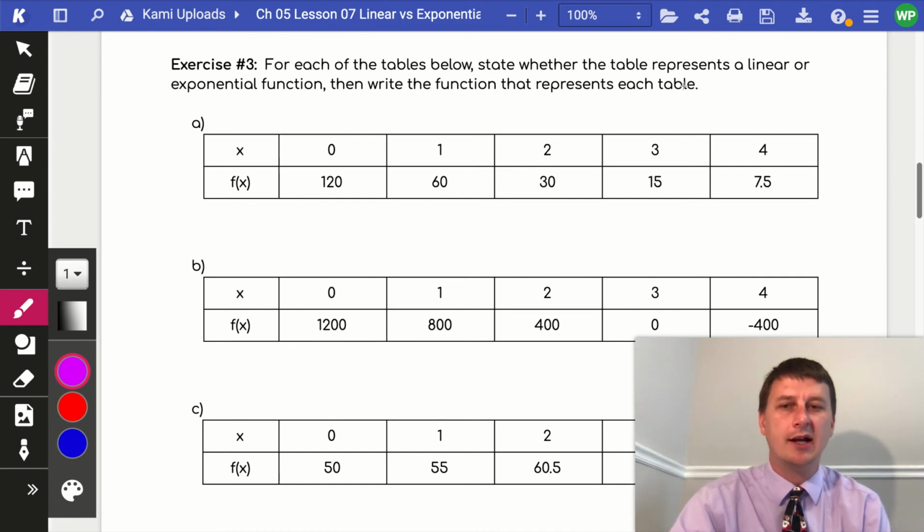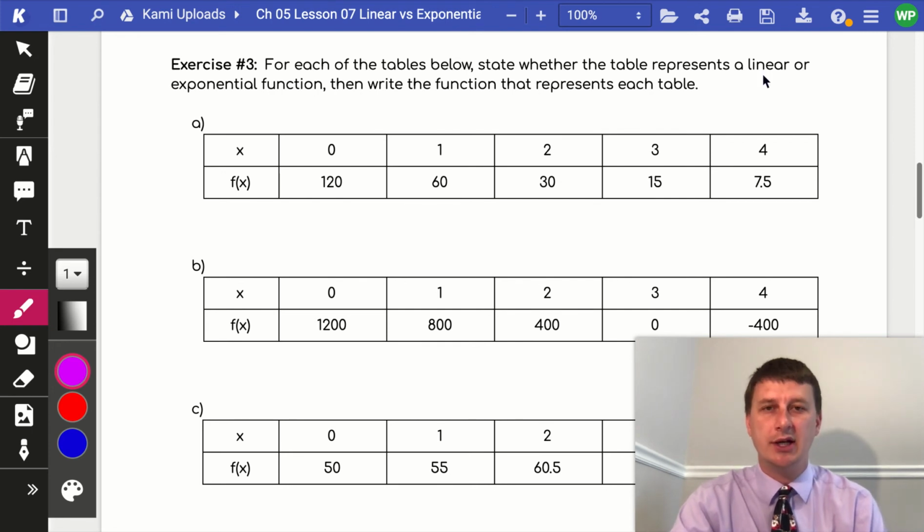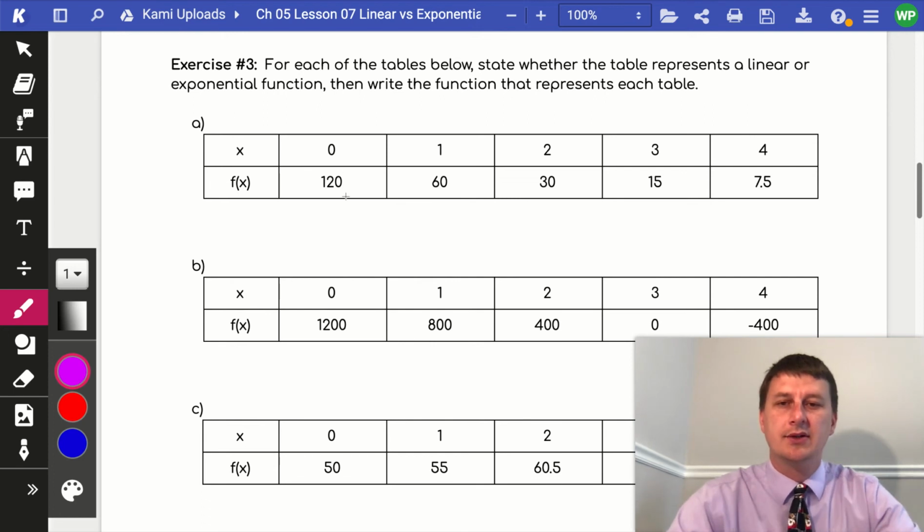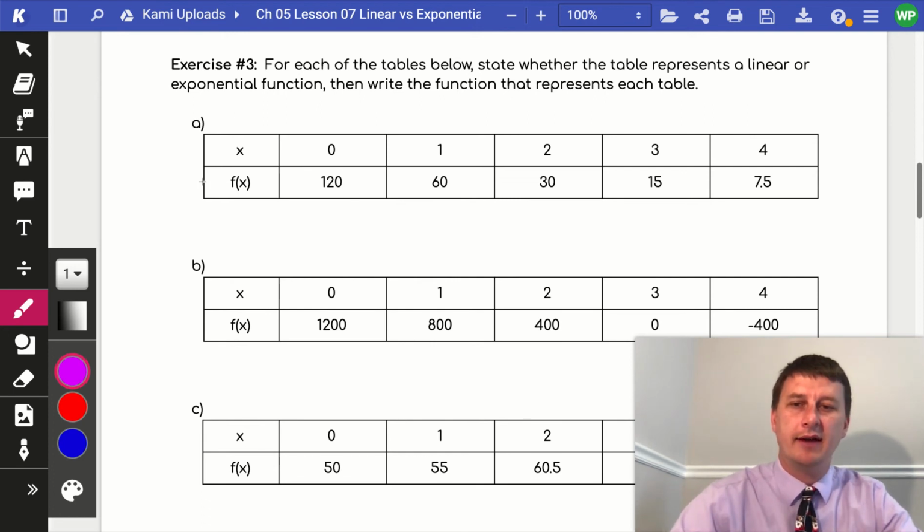And we always want to check our x values and make sure that they're going up by 1. Because if they're not going up by 1, we're going to have to use our average rate of change formula instead of just looking at our y values. So now we want to look at our y values, or our f of x values in this case, and see if there's a pattern going from one to the next.